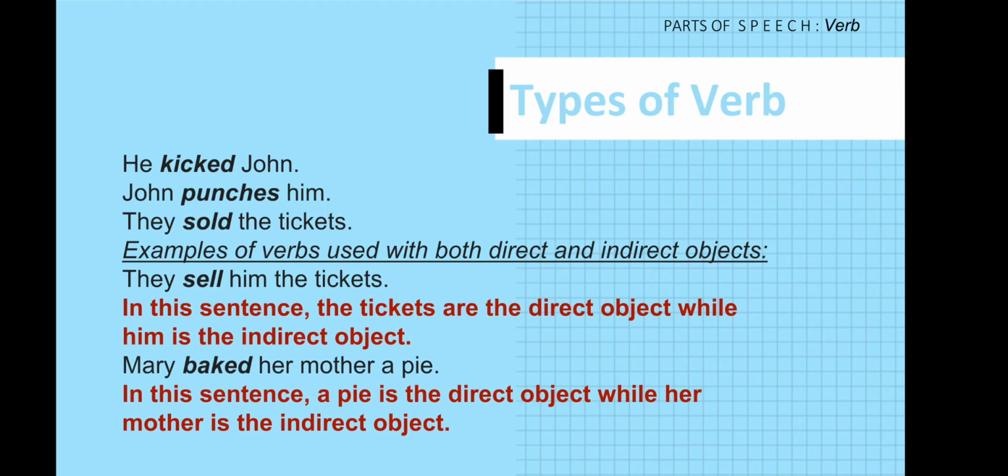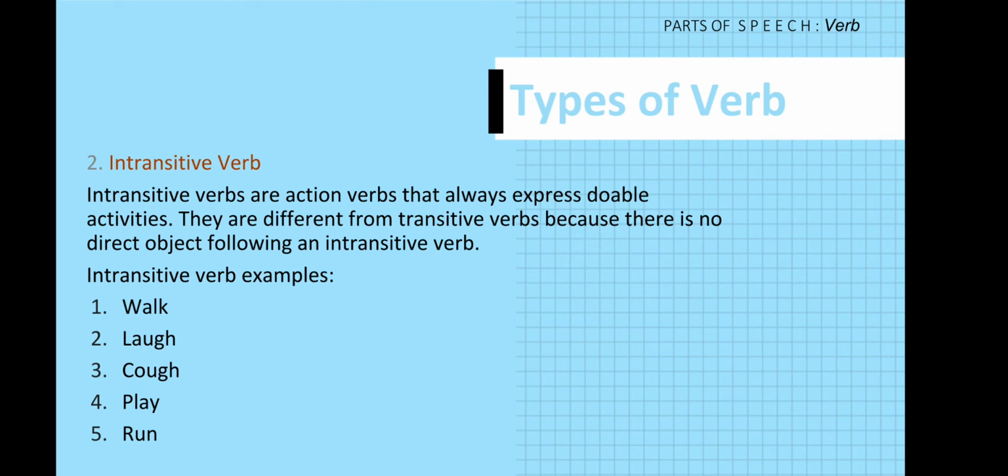Okay, next, Mary baked her mother a pie. So in this sentence, a pie is our direct object while her mother is the indirect object. Okay? So I know for sure that you have already known this because we have discussed that in depth on our nouns. Okay? So let us proceed with the intransitive verb.